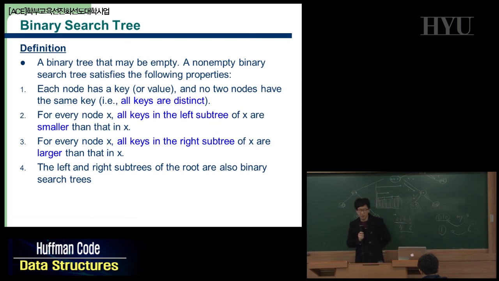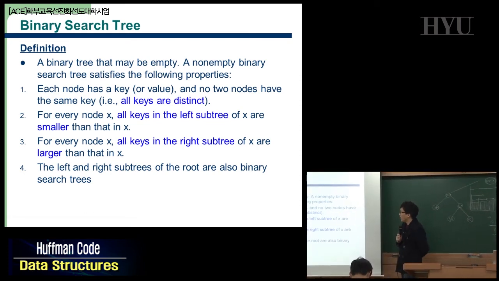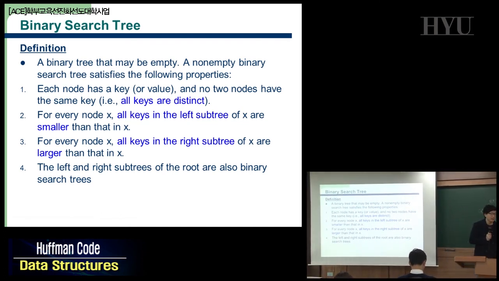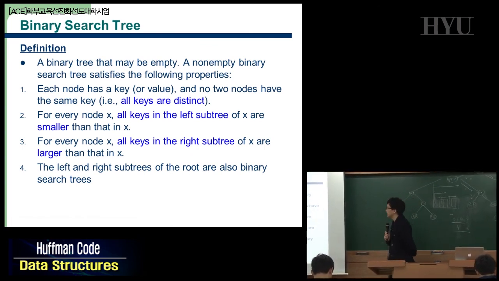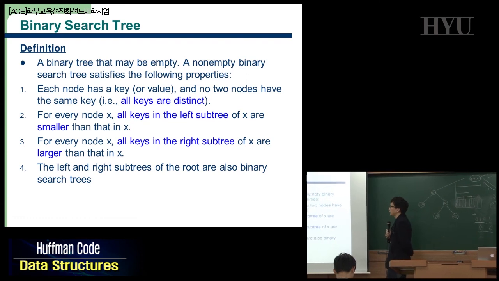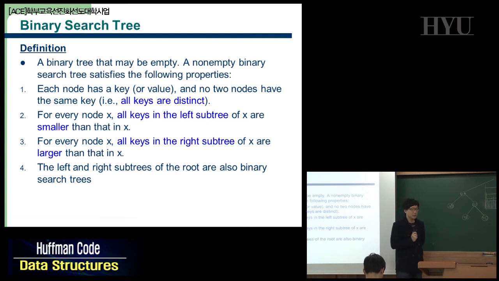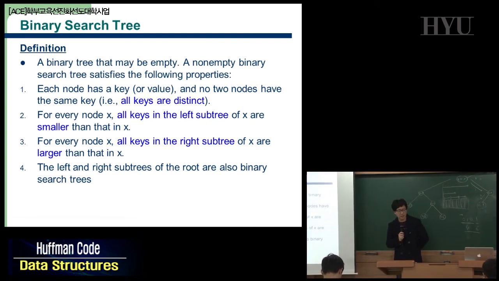A non-empty binary search tree satisfies the following properties. A non-empty binary search tree satisfies the following conditions, and you can call that a binary tree. 1. Each node has a key or value, and no two nodes have the same key. Good. All the keys are distinct. Second, for every node X, all elements in the left subtree of X are smaller than X.